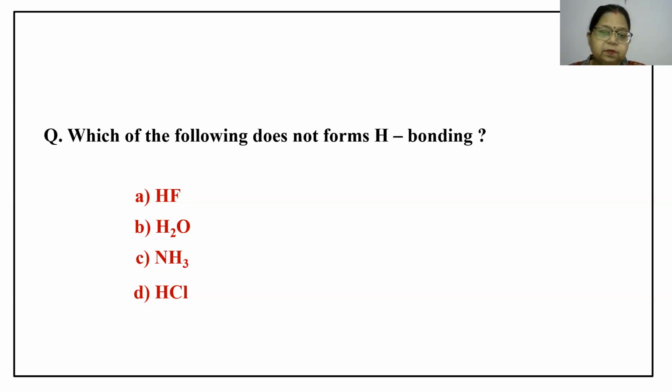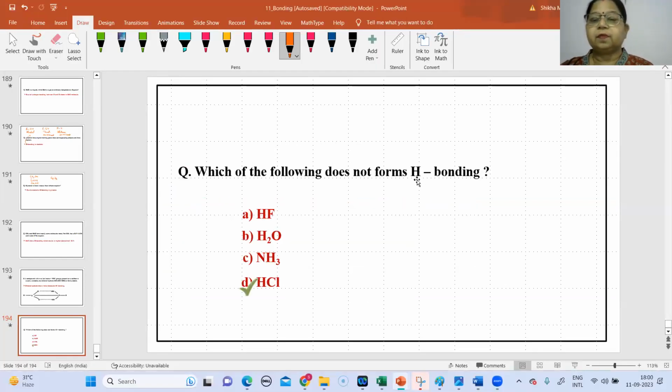Any answer, Shweta? HCl doesn't have a hydrogen bond. Correct. Even otherwise, we should be knowing it. The reason being, we have discussed HF, water, and ammonia. These are the three basic examples which we have done in the class. So, HCl is the obvious answer.